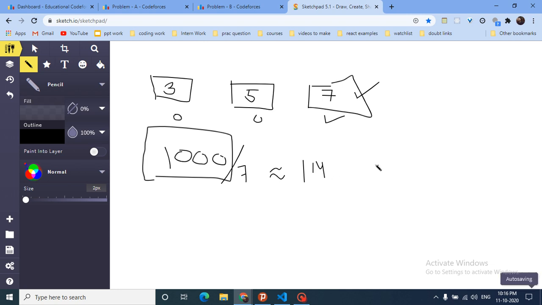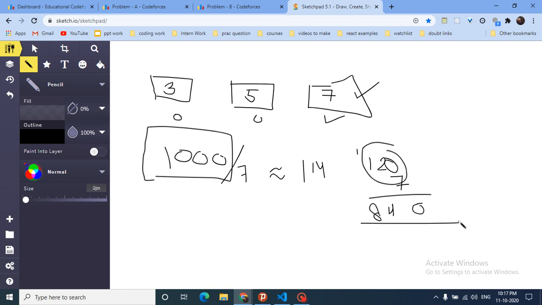I've calculated, so let's assume an upper bound of 120, which means if you take 120 apartments, it's 114. Yeah, so 120 apartments, if you multiply this with 7, it's like 7 times 14, 98. So maybe there are some more numbers, let me calculate it.